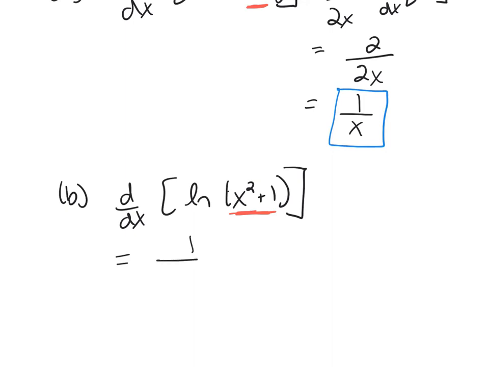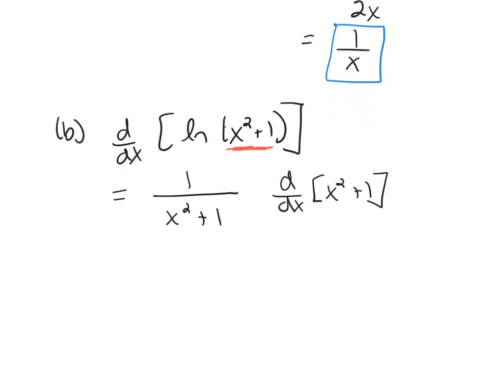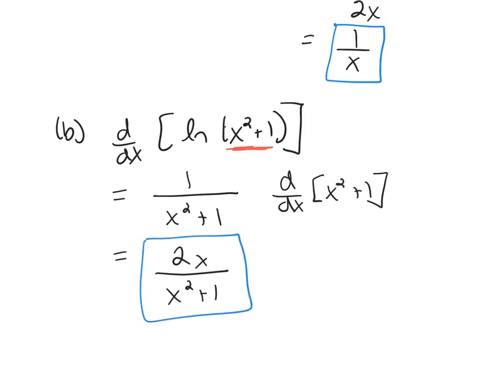So this time it'll be 1 over x squared plus 1 times the derivative of the inside. And using the power rule, that derivative is just going to be 2x. And there's my derivative right there.